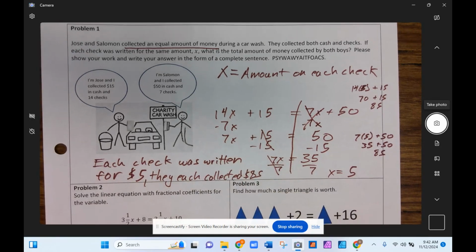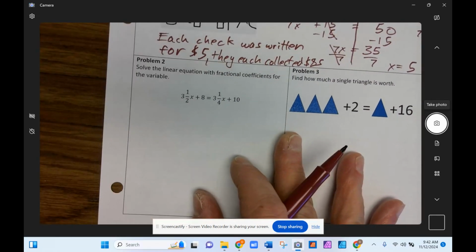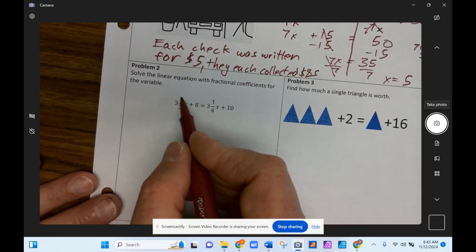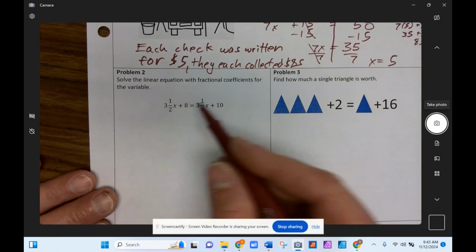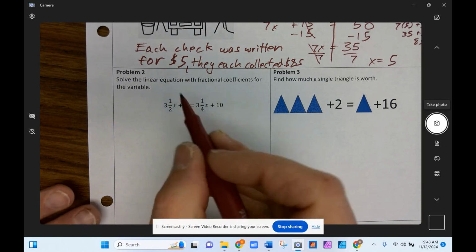So that's kind of our summary right there. Okay. Now we have a linear equation with fractional coefficients. So we have these fractions out here, 3 1/2 and 3 1/4. Let's see. Probably the easiest way is to get these so they have common denominators.